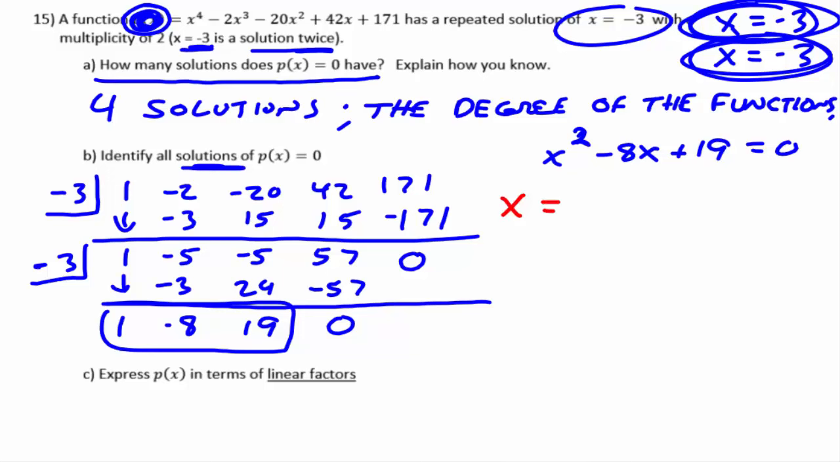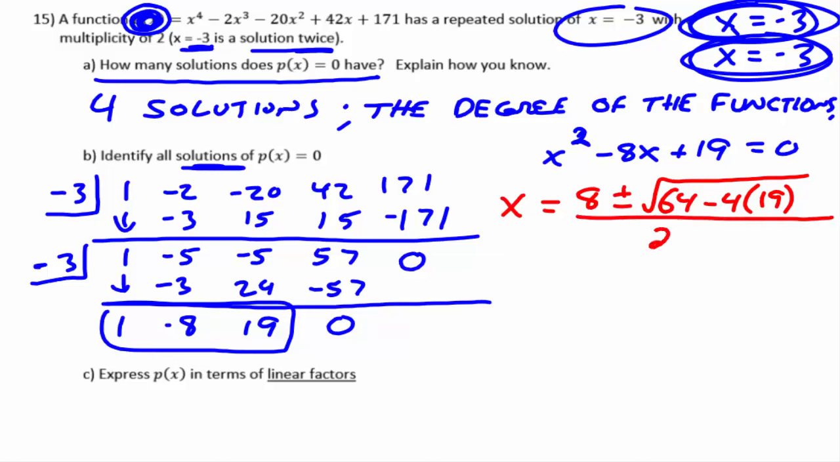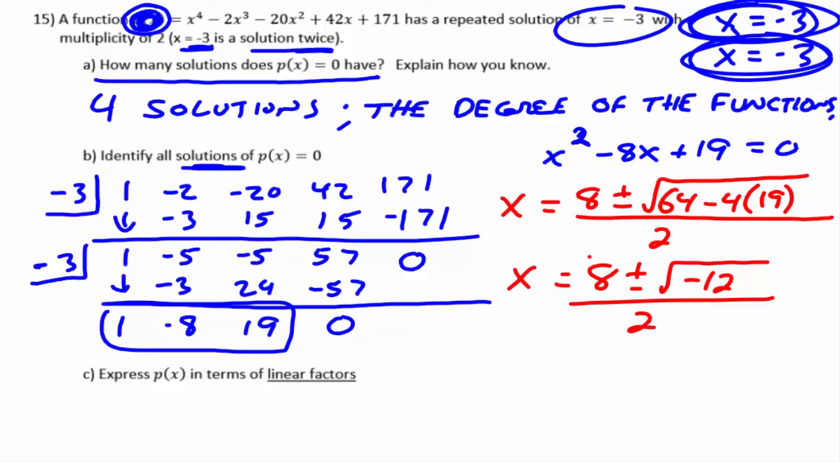X equals -b, so 8 plus minus, and I'm going quick here because you guys should know this. B squared would be 64. Yes, I skipped a little bit there. We should know what we're doing. 4AC, A is 1, divided by 2A, A is 1. So we have 8 plus minus radical -12 divided by 2.